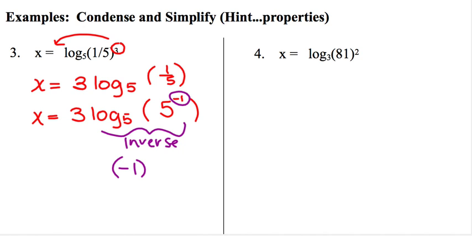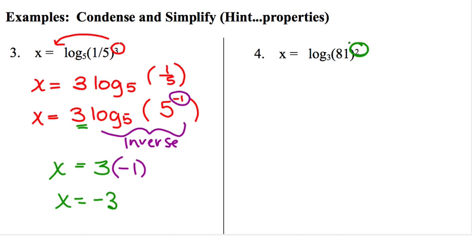Now, we still have this 3 out in front. So we have the 3 out in front, so now we multiply. 3 times negative 1 is negative 3. All right. Question 4. Very similar to the one that we just did.